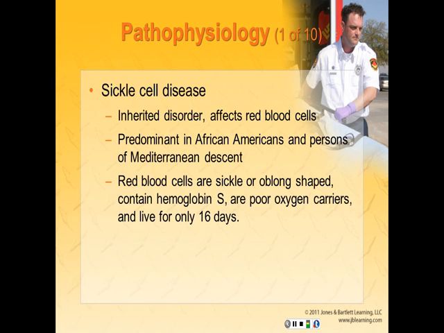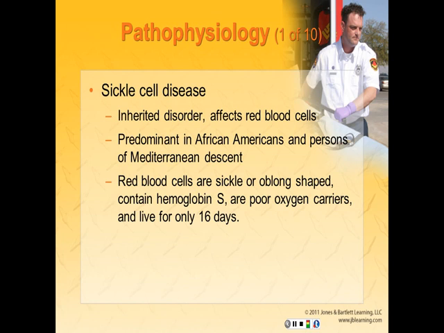Sickle cell disease is an inherited blood disorder that affects the red blood cells. It is predominantly found in African Americans and persons of Mediterranean descent. People with sickle cell disease have red blood cells that are oblong or sickle-shaped, contain hemoglobin S, are poor oxygen carriers, and live for only 16 days. This may result in lack of oxygen in body cells and tissues, known as hypoxia, because sickle cells may lodge in small blood vessels of the spleen, causing swelling, rupture, and ultimately death.